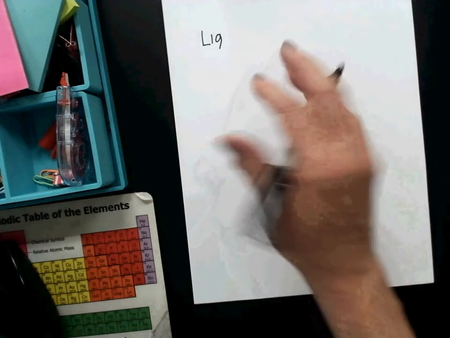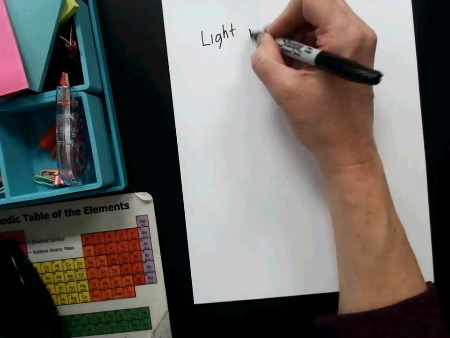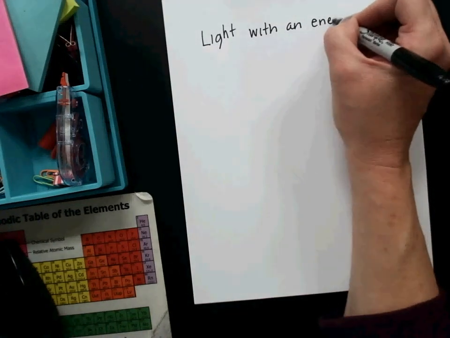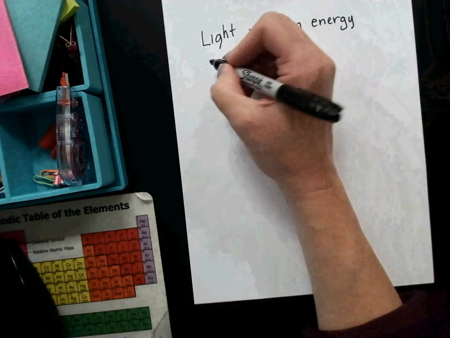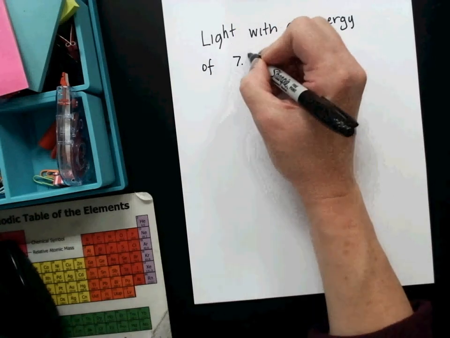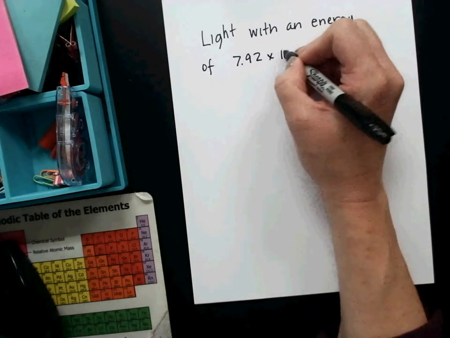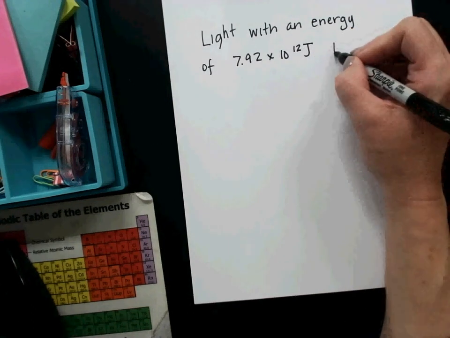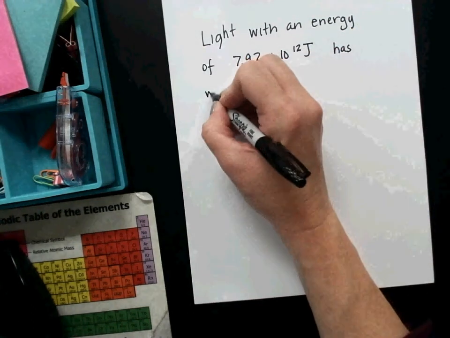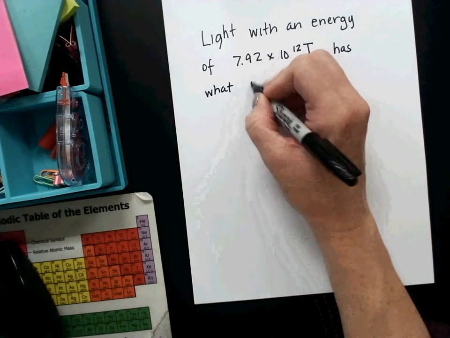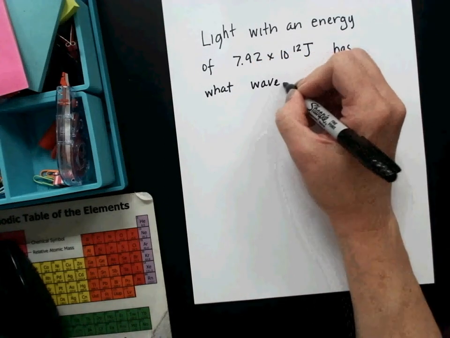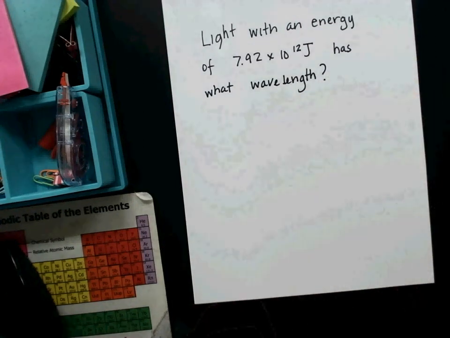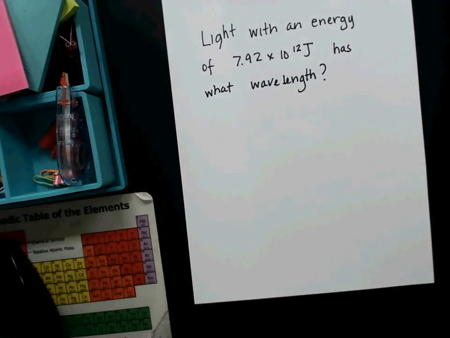Let's say I have light with an energy of 7.92 times 10 to the 12th joules. What wavelength does it have? That ought to make you think.